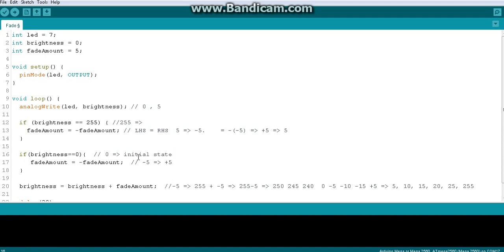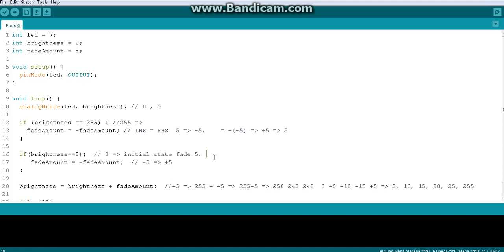Okay, because when we are starting the brightness value is 0, but at that point we have to go in the increasing direction. Okay guys, you understand what I'm telling? We should not change the state. We should not switch the plus 5 to minus 5, because 0, 5, 10, likewise we have to go. Okay, but the fade amount value is what? 5. At this point the current fade amount value is 5. Okay, brightness value is 0, fade is 5. See this guys. Fade is 5.